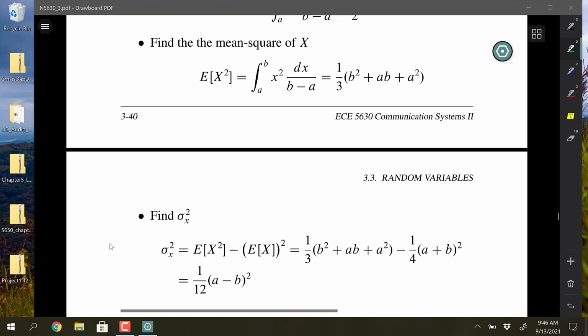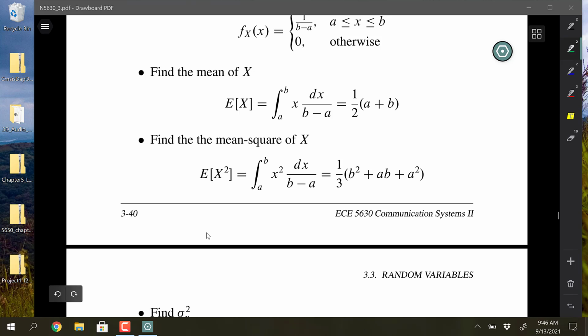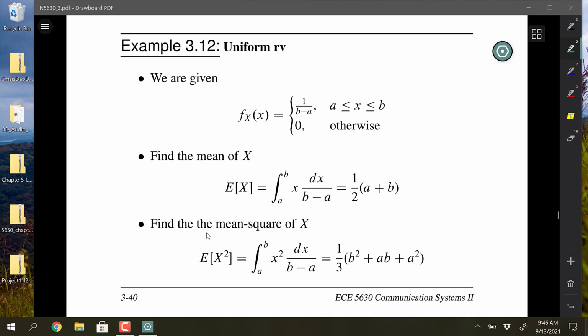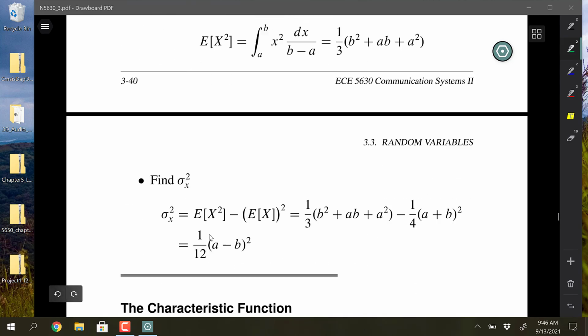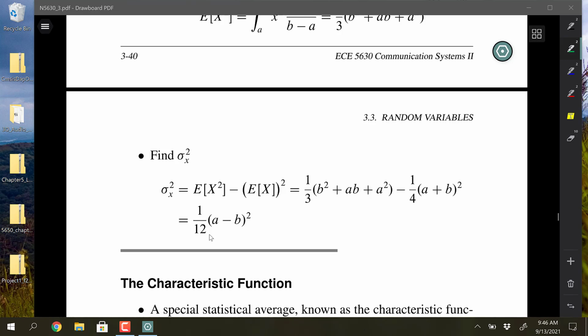This is just a simple example, no complications here. I wanted to point out for a uniform random variable, you know what its mean is. Its central value is just the average of the two endpoints. And when you go through the variance calculation, it's 1/12 of the width of the PDF. So for me, I always just remember it as delta squared over 12, where delta is the width of the PDF.